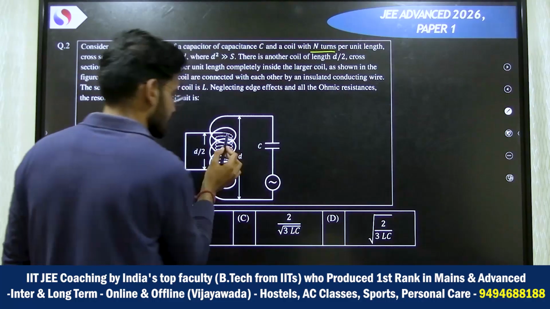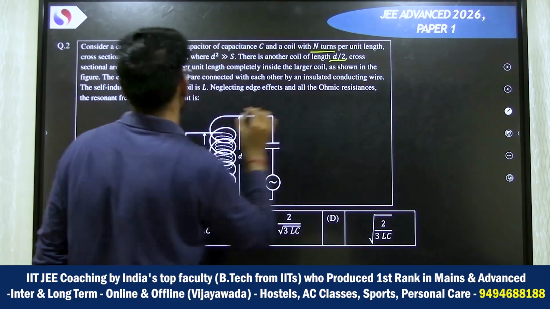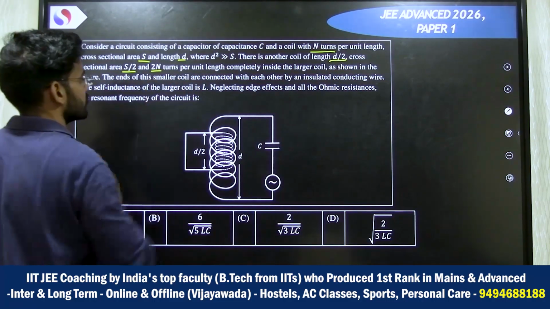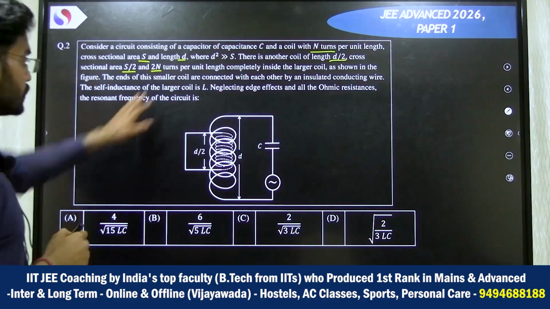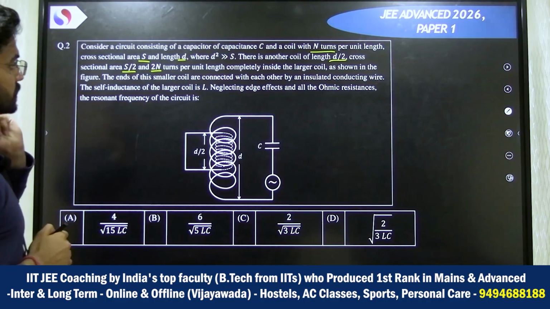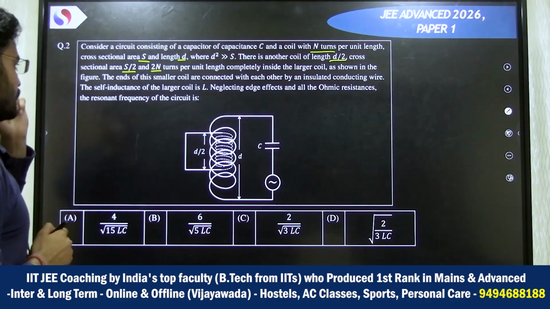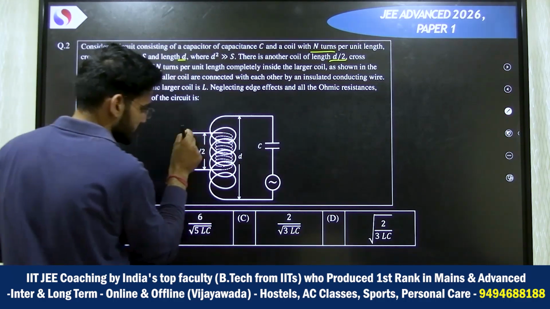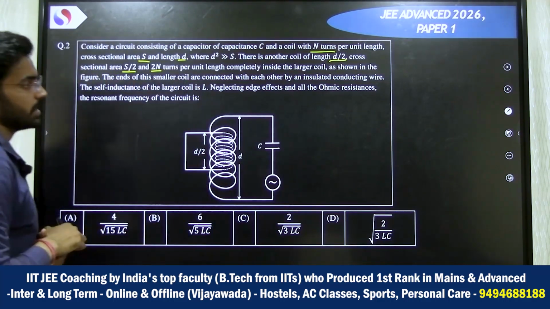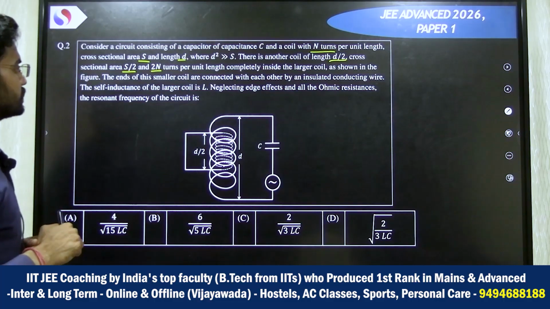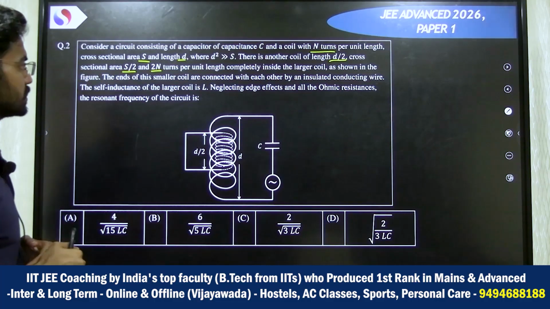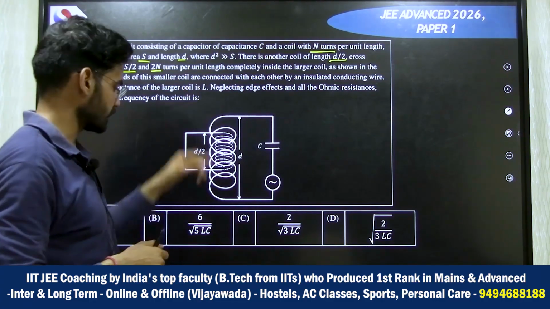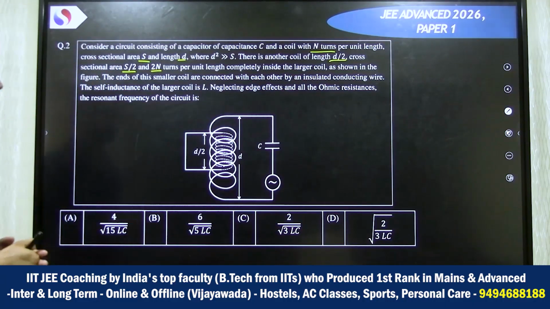Okay, there is another coil inside that, of length D by 2, cross section area S by 2, and number of turns per unit length double, right? It is completely inside the larger coil as shown in the figure. The ends of this smaller coil are connected with each other by an insulated conducting wire. So this we connected with an insulated conducting wire, right? The self-inductance of the larger coil is capital L.